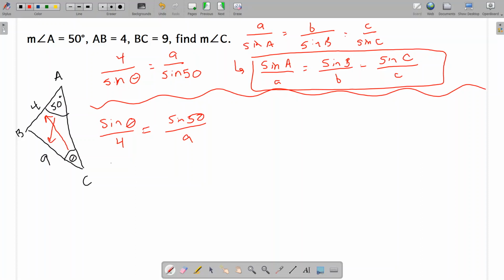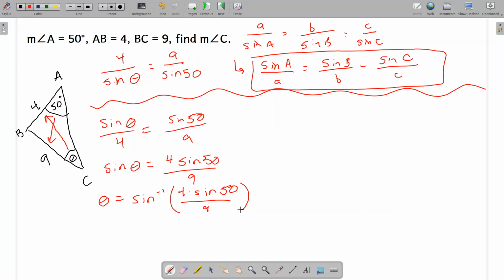So now I'm going to multiply both sides by 4. And then just like we did with the right angle trig, to find this missing angle, we're going to take inverse sine of both sides. So theta is going to be equal to inverse sine of all this stuff. Okay, so when we make this calculation here, we get theta is equal to 19.9 degrees.